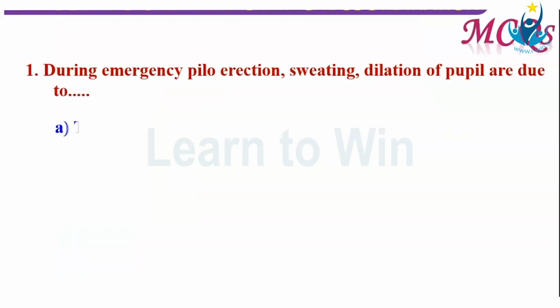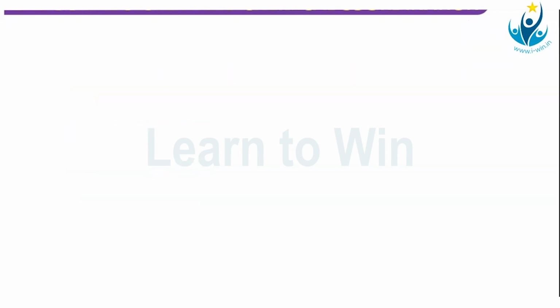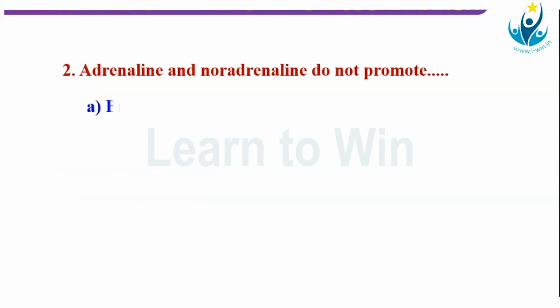So during the emergency, piloerection, sweating, and dilation of pupils are due to thyroxine, insulin, glucagon, catecholamines, or corticoids. The answer is catecholamines.